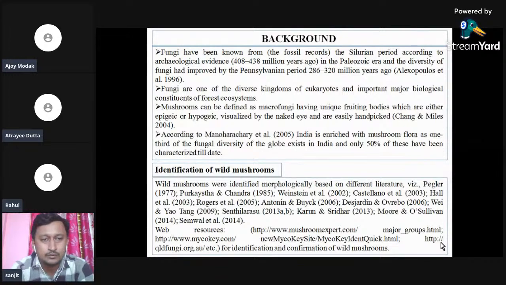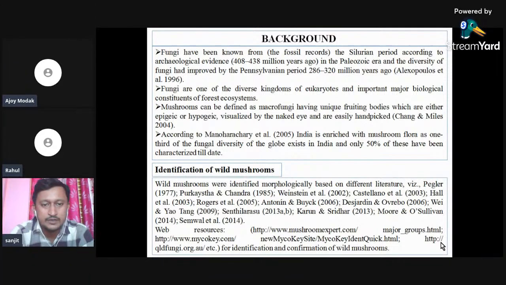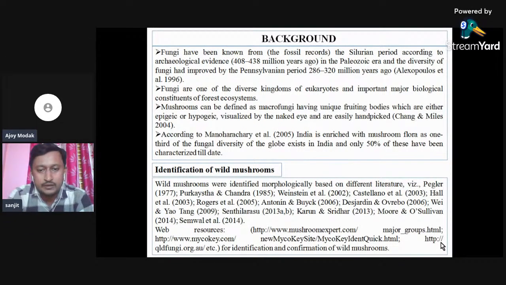Now, first of all, the background. Fungi have been known from the Silurian period according to the archaeological evidence in the Paleozoic era, and the diversity of the fungi had improved by the Pennsylvanian period, 286 to 320 million years ago. Fungi are one of the diverse kingdoms of eukaryotes and important major biological constituents of forest ecosystems. Mushrooms can be defined as macrofungi, having a unique fruiting body which can be hypogeous or epigeous, large enough to be seen with the naked eye and easily handpicked. According to Manoharachary, India is enriched with mushroom flora, as one-third of the fungal diversity of the globe exists in India, and only 50% of this has been characterized to date.